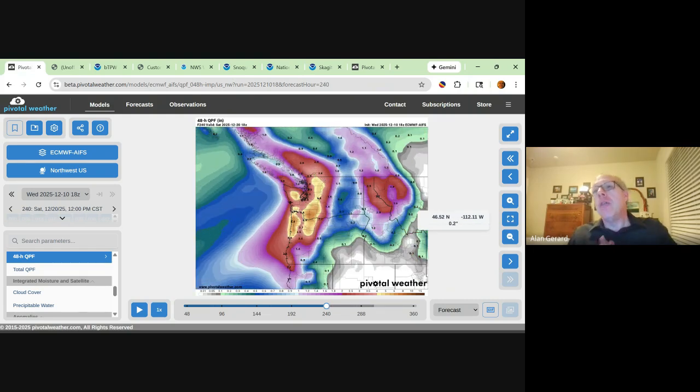So even though we're going to get through this last wave of heavy precip from this atmospheric river event over the last several days, all signs seem to indicate that we're going to get back into this type of a heavy rainfall pattern.